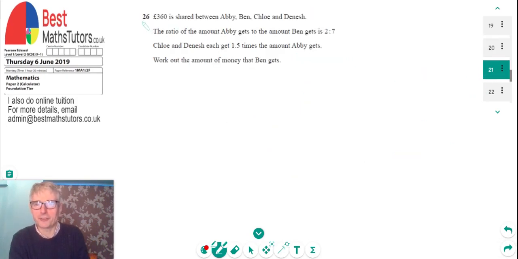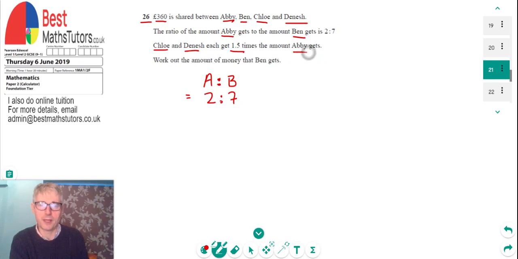If we now look at question 26, we've got a question in which £360 is shared between 4 people, Abby, Ben, Chloe and Dinesh. And we're given the ratio of the amount that Abby gets to the amount that Ben gets. So the ratio of what Abby gets to what Ben gets is equal to 2 to 7. And we're also given information about Chloe and Dinesh, and we're told that they're given 1.5 times the amount that Abby gets.